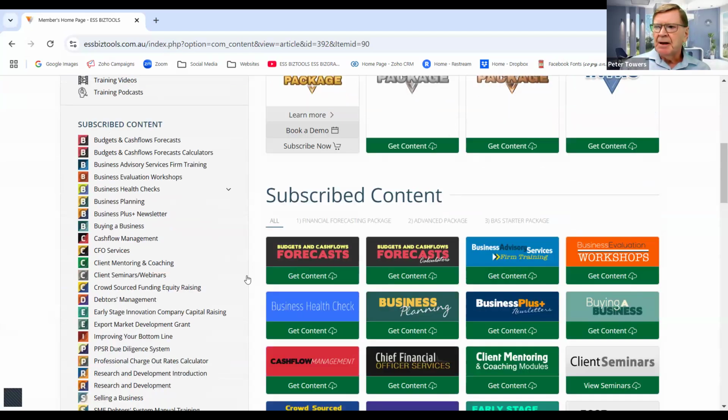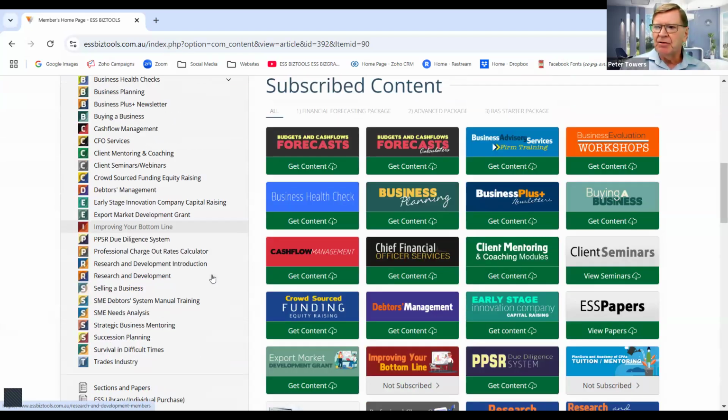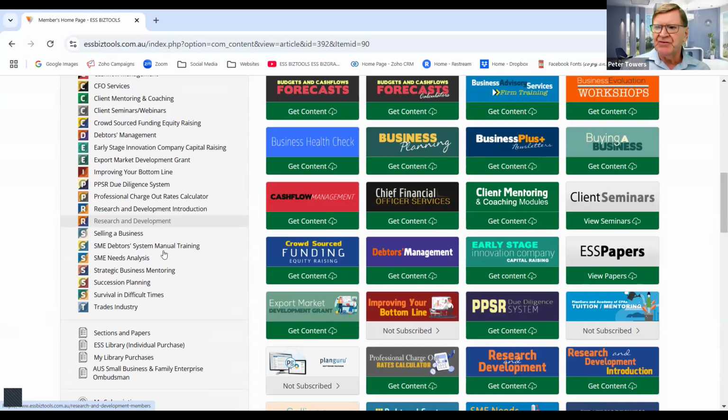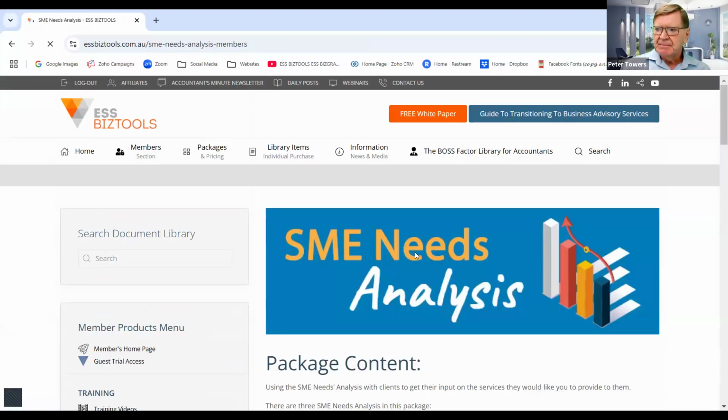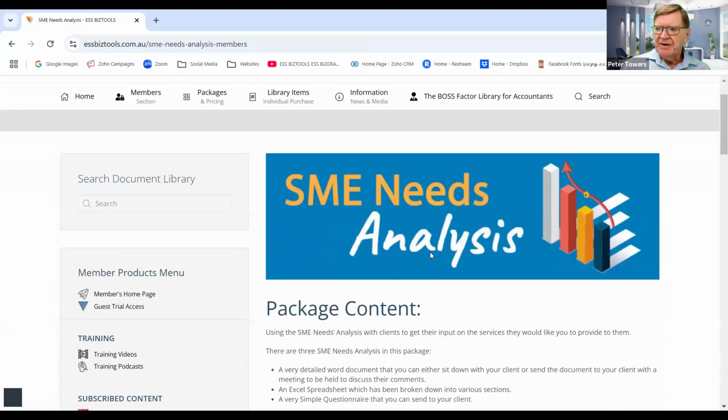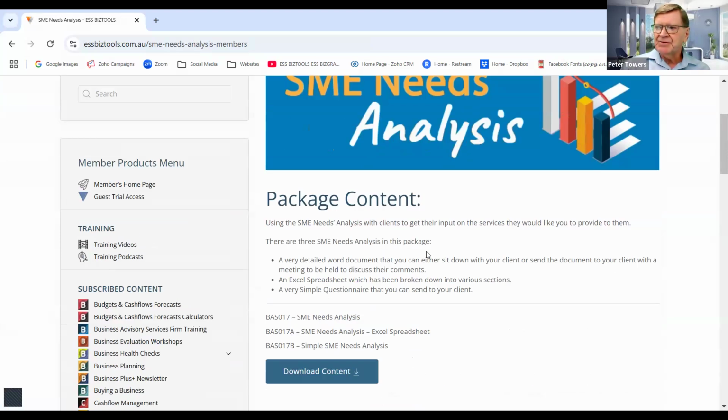I'm going through, and on this left-hand column here, which is the details of what's in the system, we're going to click on the SME Needs Analysis. And that will now bring that material up onto the screen. It gives a summary of the package content. You will notice that we have 3 individual components of the package on the SME Needs Analysis.